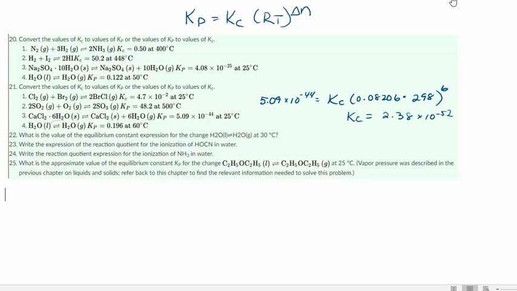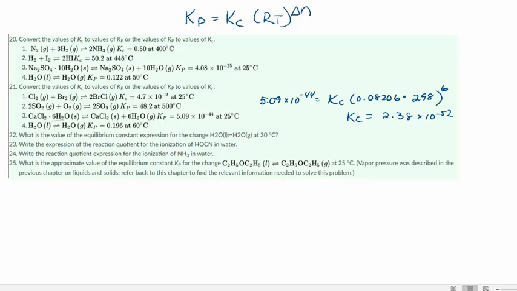Now just take note that the Kc value is very, very small. Times 10 to the negative 52 is a very small number. So this is likely to be a reaction that heavily favors the reactants instead of the products.